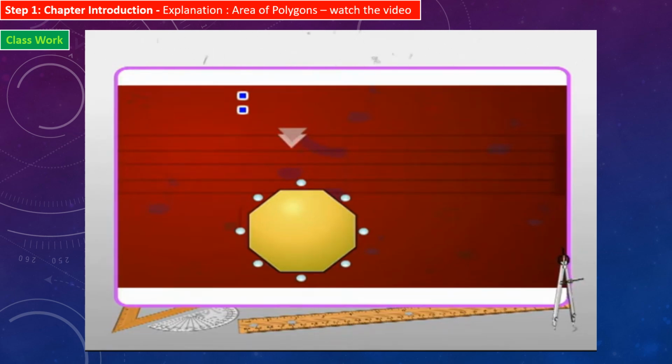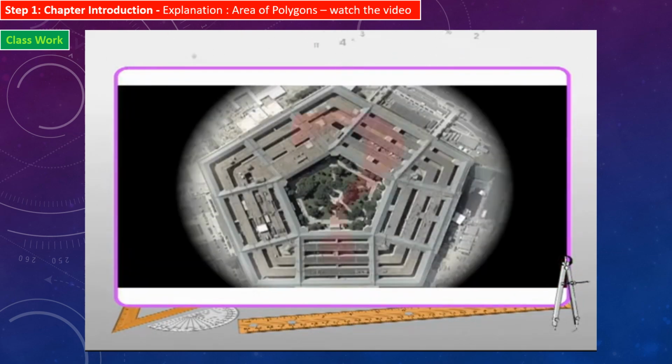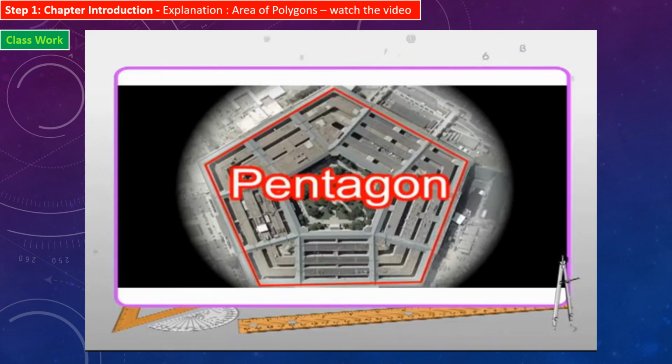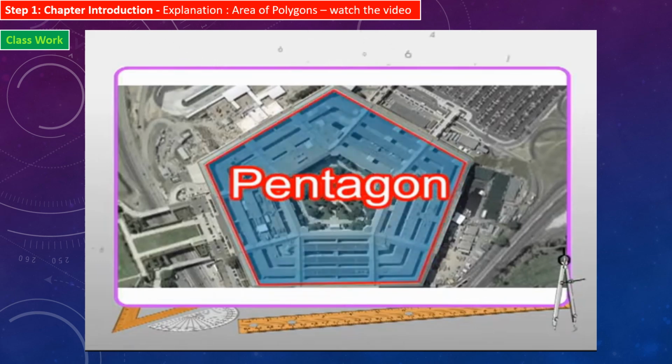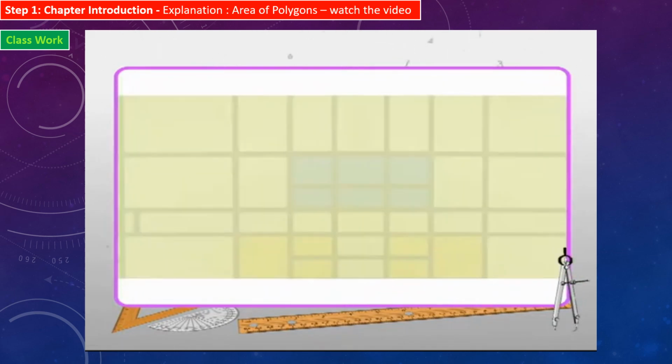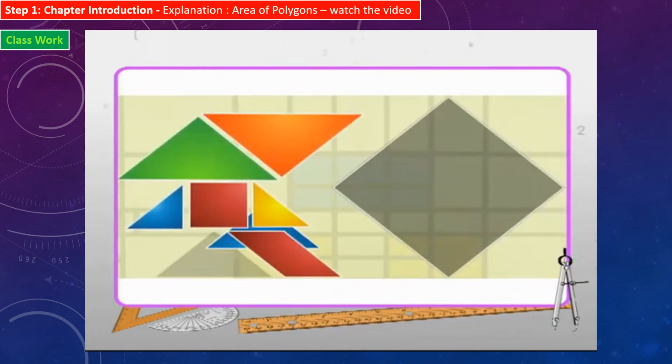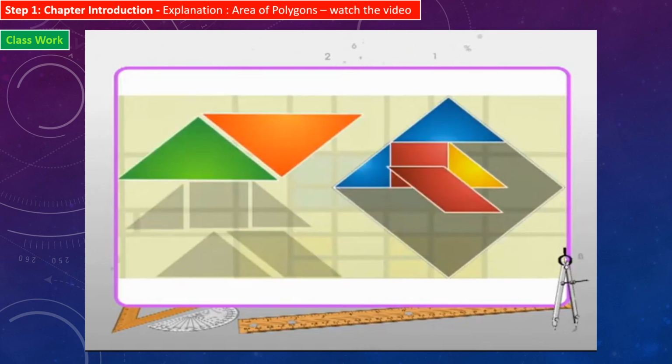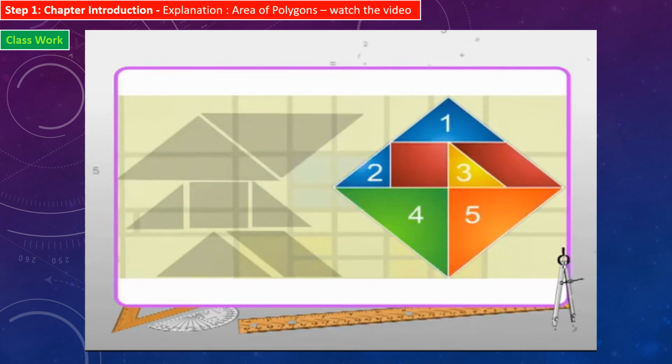Polygons are used extensively in construction of buildings. For instance, can you identify this building shown here? This is the American military headquarters called the Pentagon. This building is named so owing to its shape. Tangram, a classic Chinese ancient puzzle, consists of 7 polygons, 5 triangles, 1 small square and a parallelogram. Put together, they can form a square and other interesting shapes like a bird, aeroplane, dog, etc.